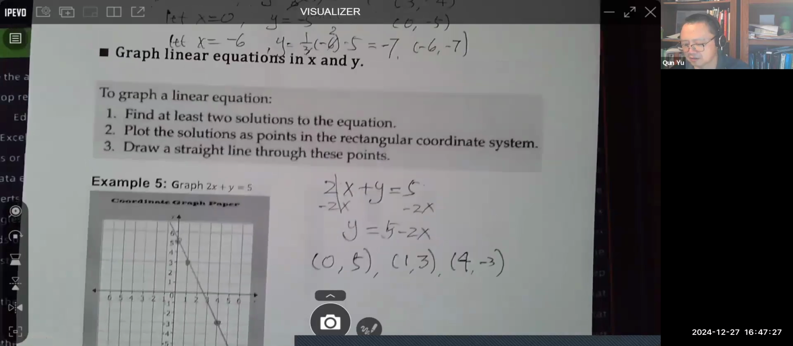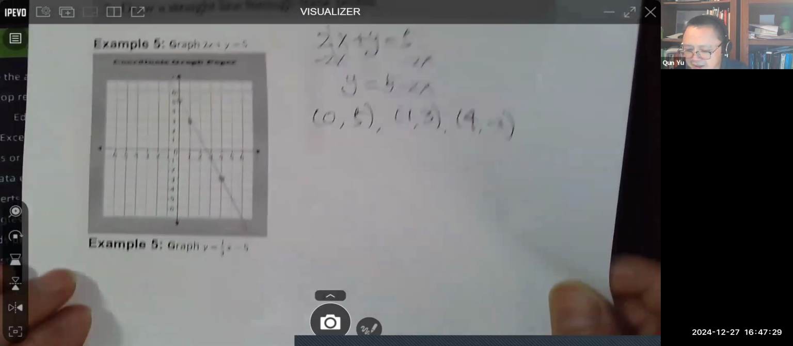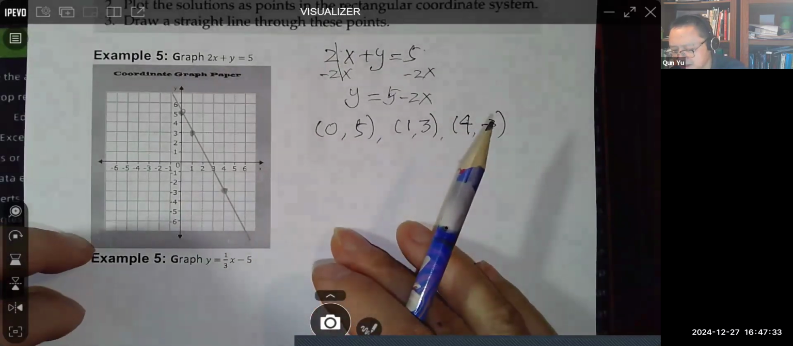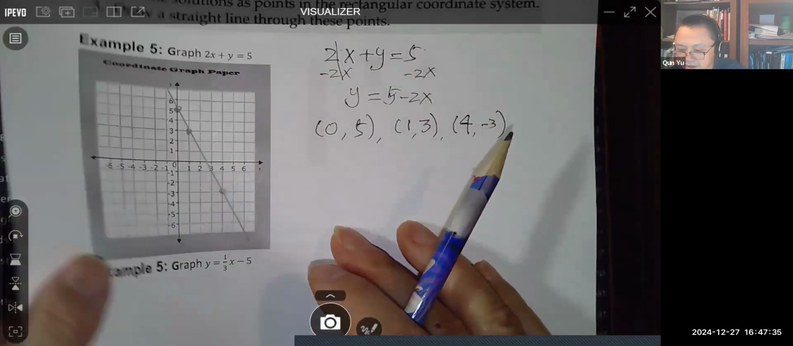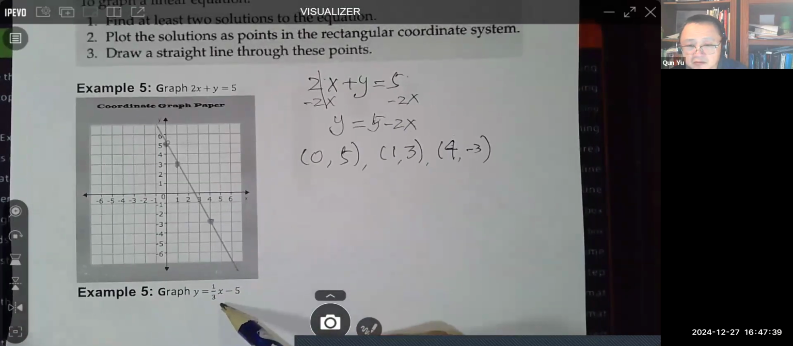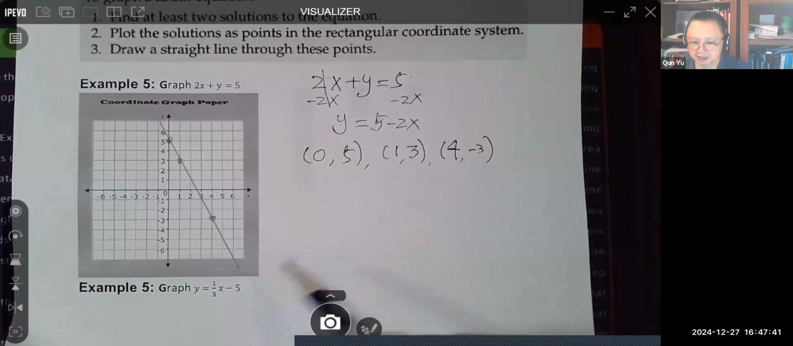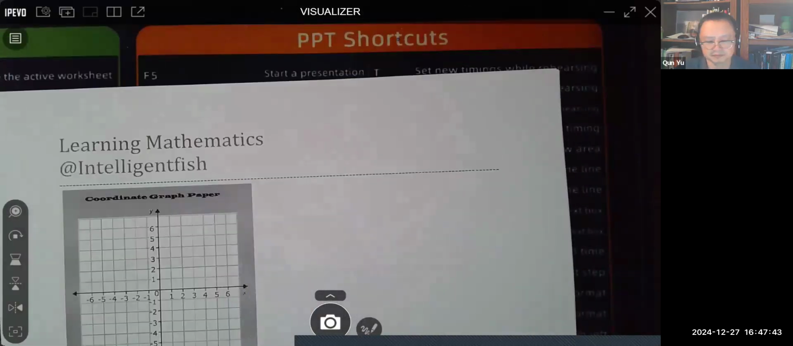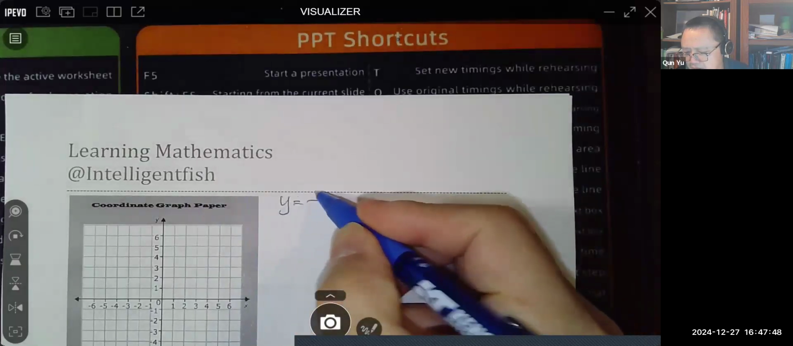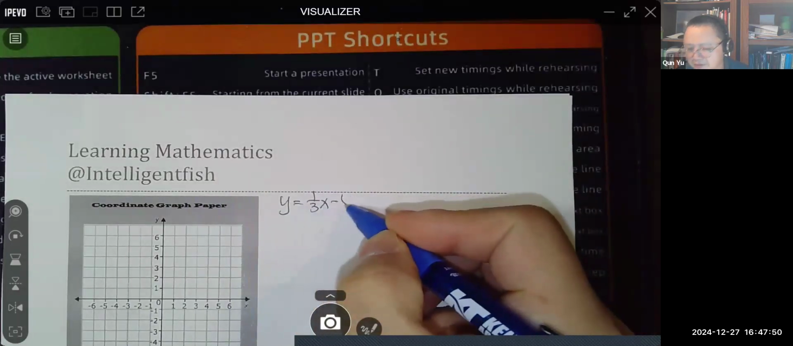Okay, now we have another example down here. Graph this one. Let me see if I have more room on the next page. Yes, I'm going to copy this to the next page. Y equals 1/3 x minus 5. So y equals 1/3 of x minus 5.